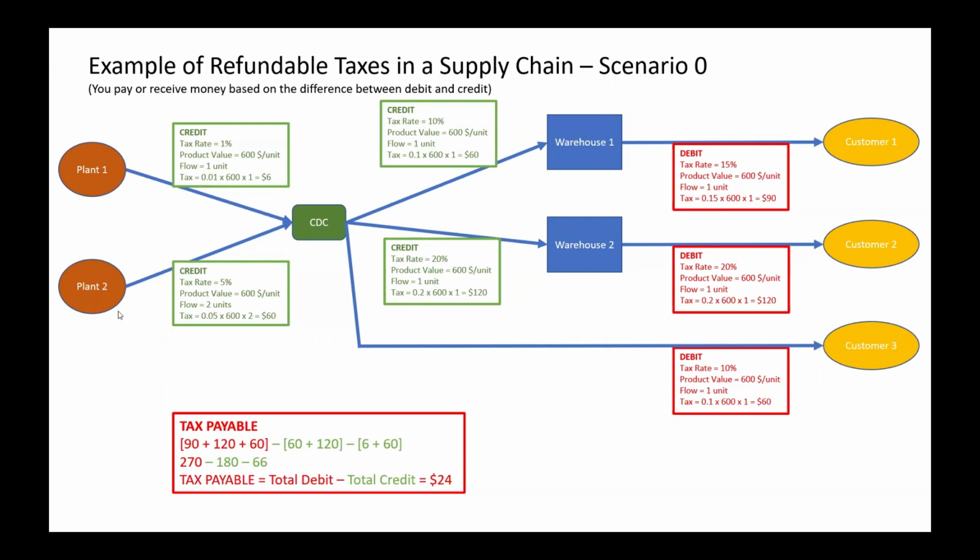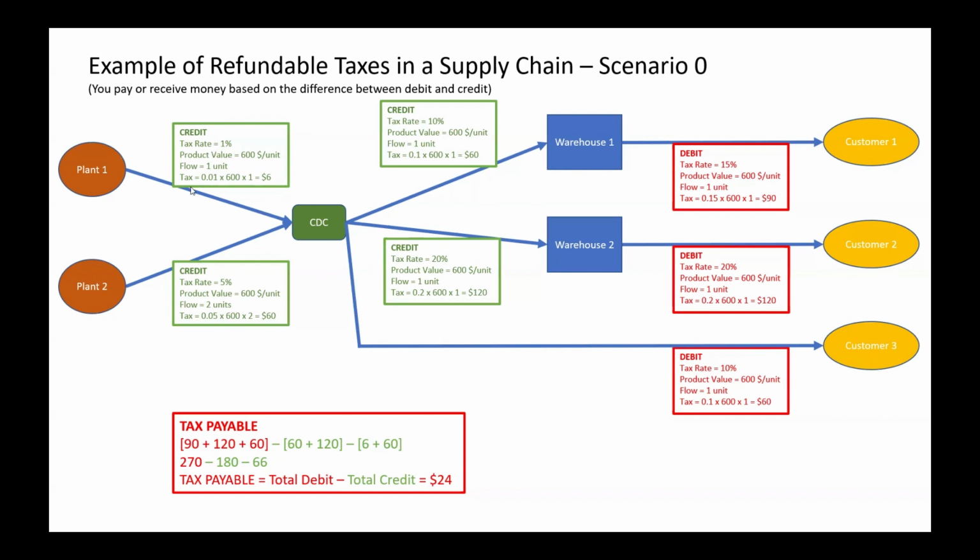For goods moving from plants to CDCs and CDCs to warehouses, there is a certain credit rate which you receive per product based on the product value. In this example, there are three customers, all of which require exactly one product, and plant one will be providing 1 unit, and plant two will be providing 2 units. There is a 1% credit rate at plant one, and the product value is 600.